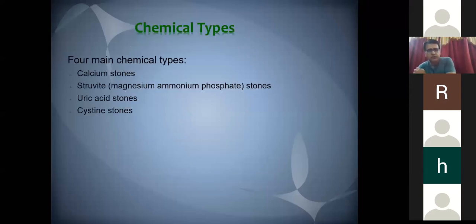Well, we'll discuss 4 types of stones here, because these are the commonest stones which are seen: the calcium stones, and the struvite stones, uric acid stones, and the cystine stones.